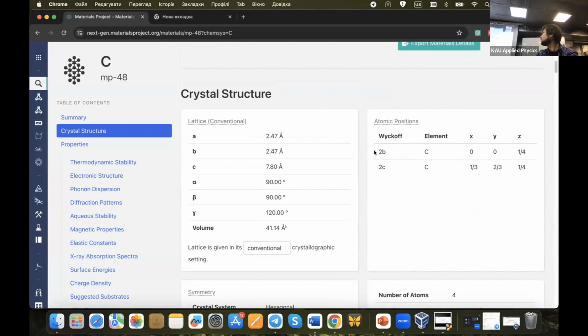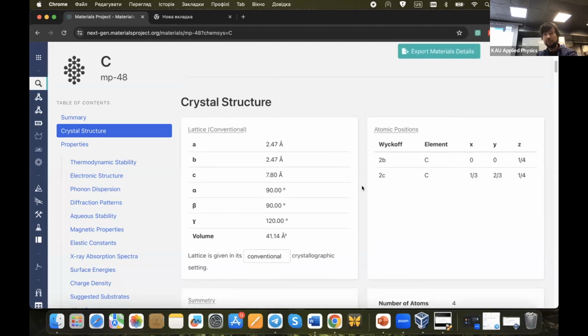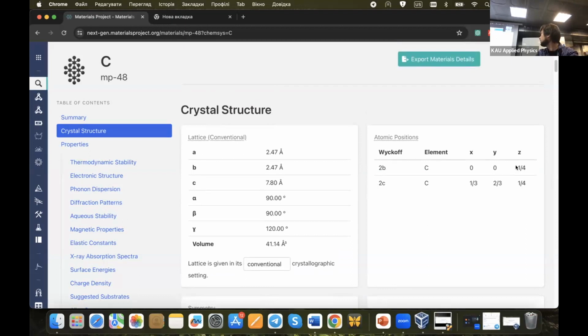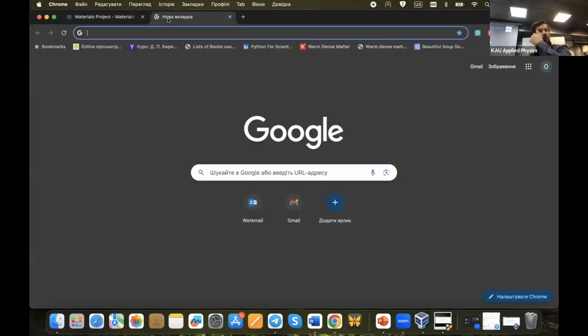Here the number is 2. It means that it stands for 2 atoms. B and C mean some symmetry operations. We will proceed with this operation. So we just made this short note, and I will show you how to deal with it.